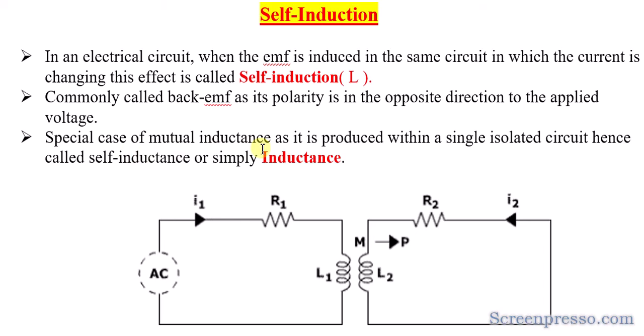Self inductance is a special case of mutual inductance, as it is produced within a single isolated circuit. As I already told, only consider this part of the circuitry and ignore the second half, the L2 circuitry. Only circuit 1 has to be considered. Because of this, it is also simply called inductance or self inductance; both are the same. Mutual induction will be covered in the next session. I will cover the mutual inductance topic then.